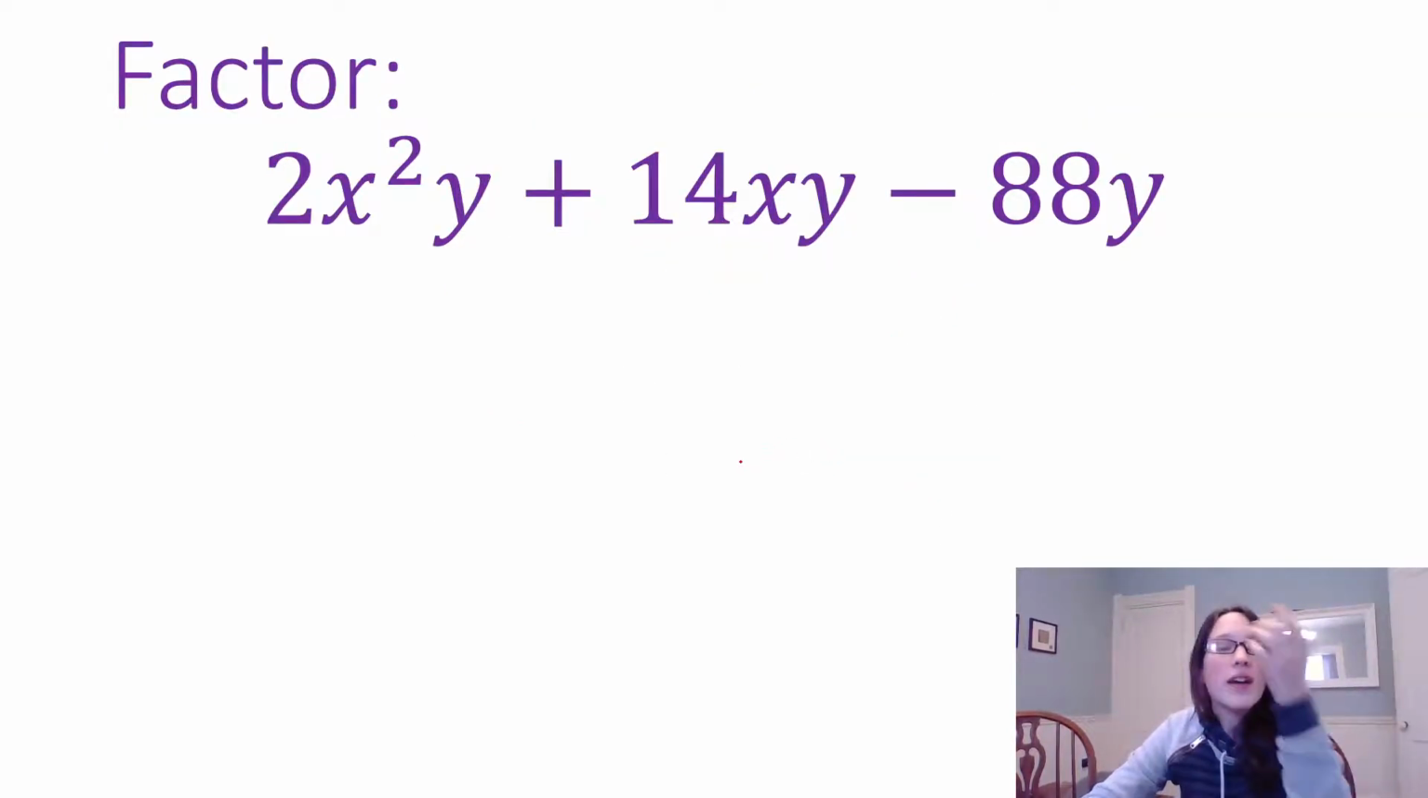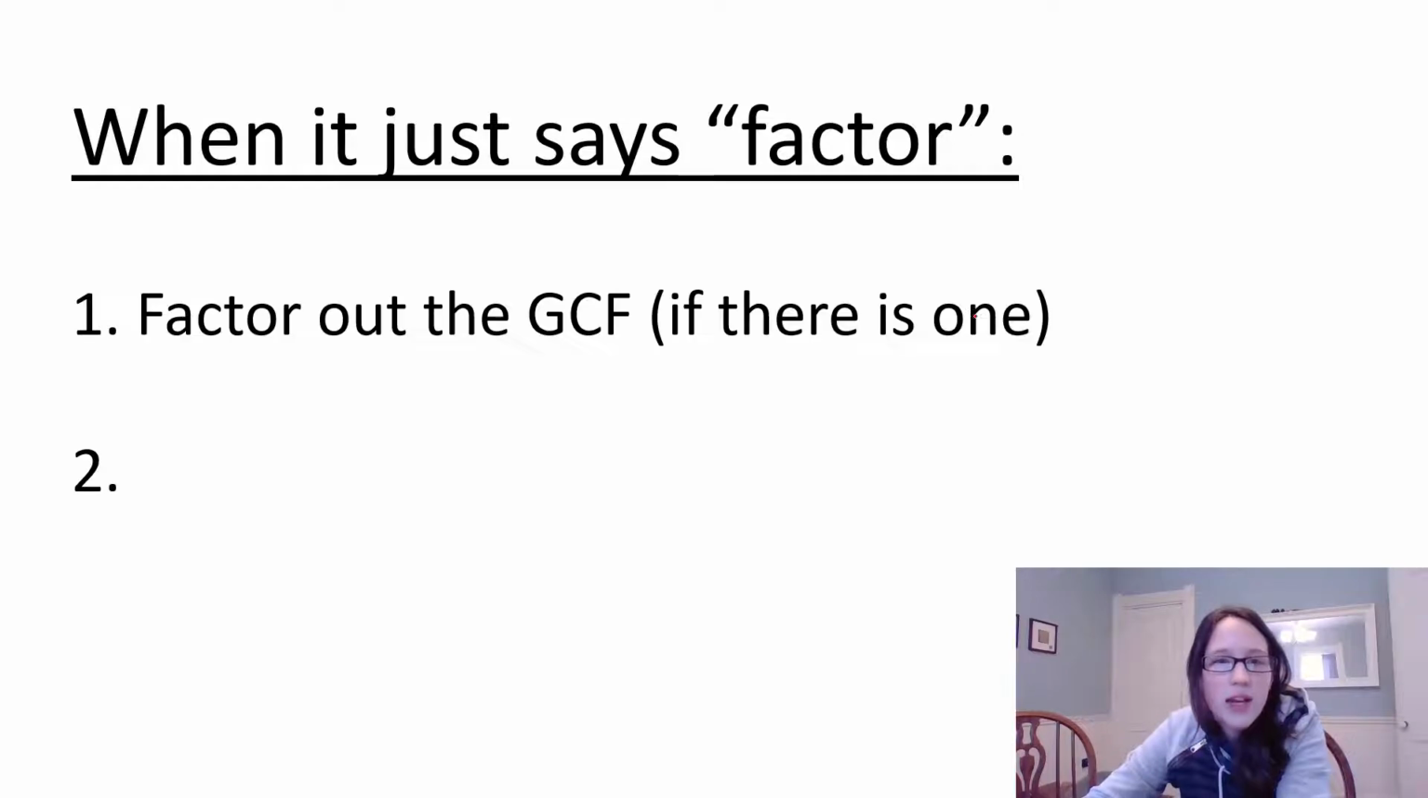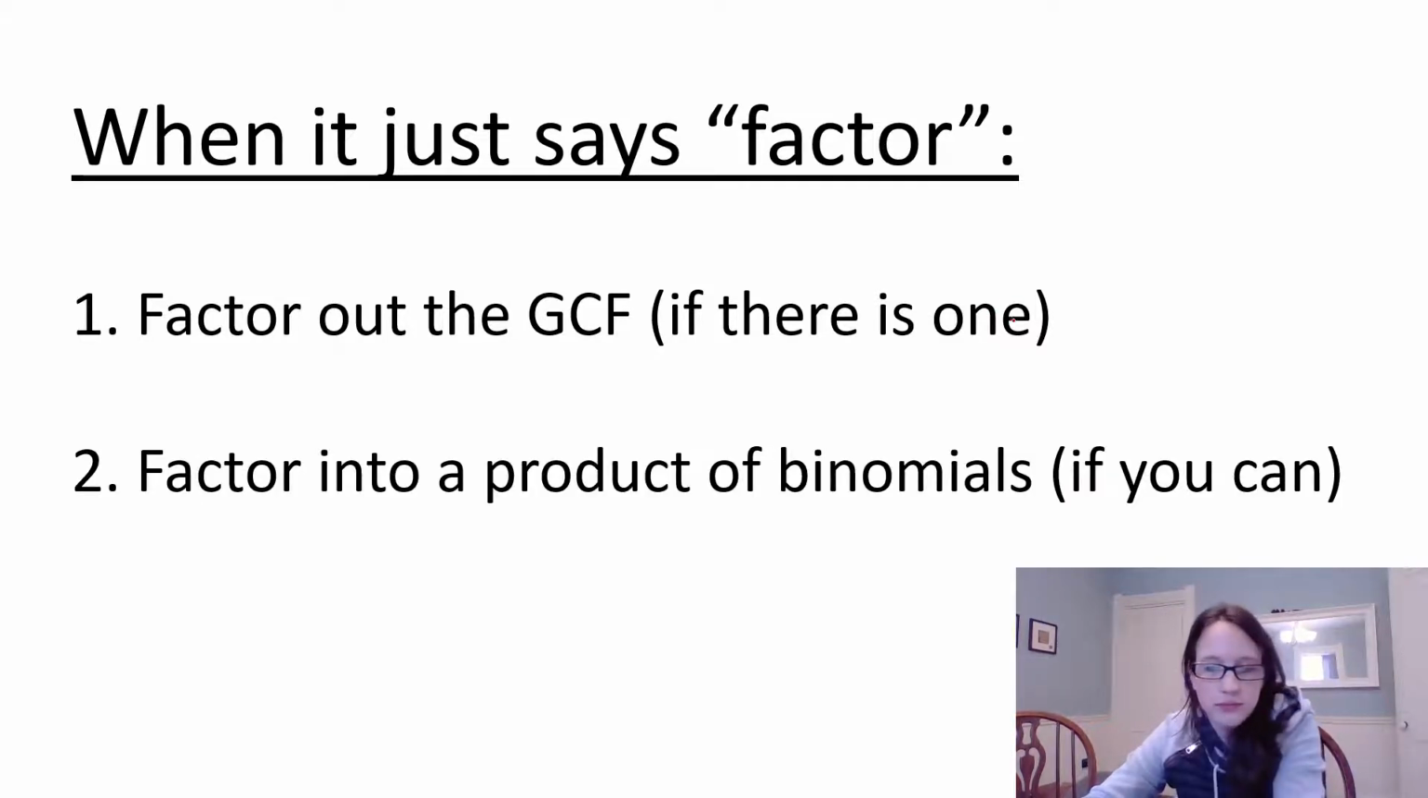All right, but the issue is, what if they just tell us to factor, right? So they don't tell us if we should take out the greatest common factor, make a product of binomials or anything. So here's the steps that we need to do. If they just tell us to factor, we have 2 steps. So step 1, you're going to figure out if there is a greatest common factor. If there is, then you're going to factor that out first. Step 2, you're going to factor what you have left if you can.